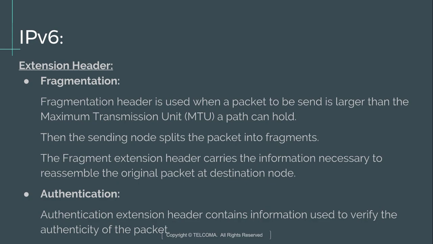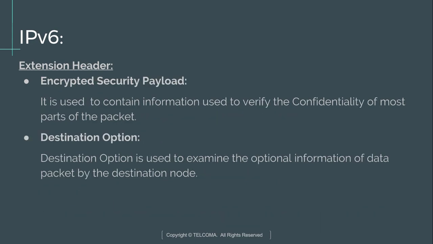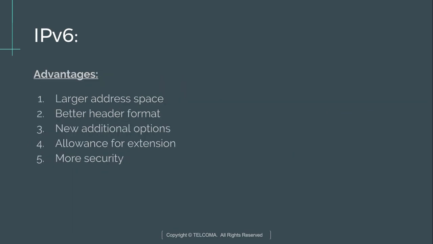The next is authentication. The authentication extension header contains information used to verify the authenticity of the packet. Next is encrypted security payload. It is used to contain information which verifies the confidentiality of most of the packet. It is also used for security purposes. Next is destination option. Destination option is used to carry optional information in the data packet to be examined by the destination node. The next is the advantages of IPv6 addresses.